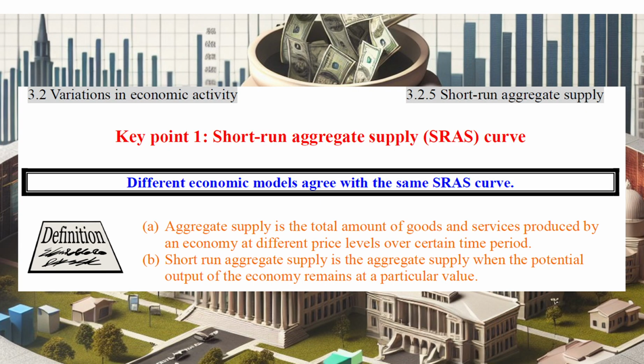So first we define two things. What is short run? What is aggregate supply? Just like we defined aggregate demand, right? Different economic models agree on the same SRAS curve. So the SRAS curve has no problem. Okay? We all agree with it.